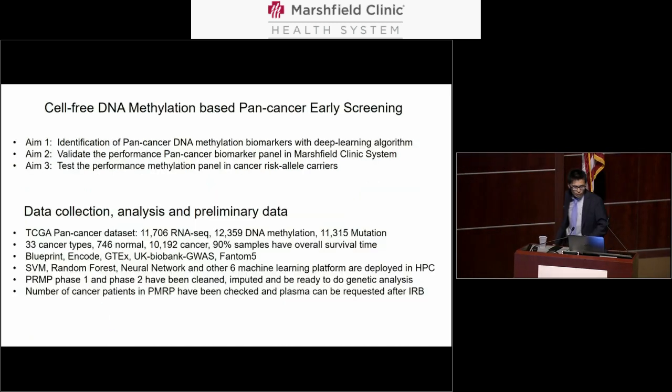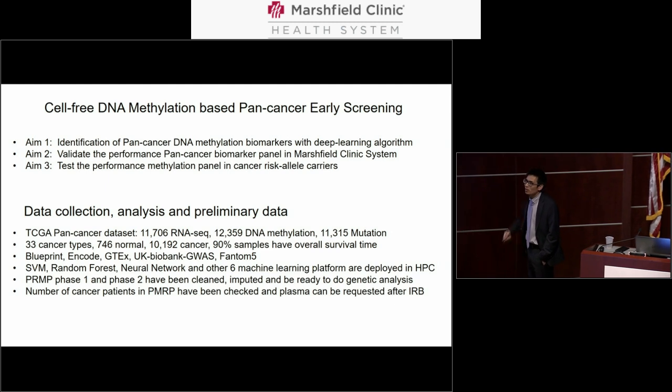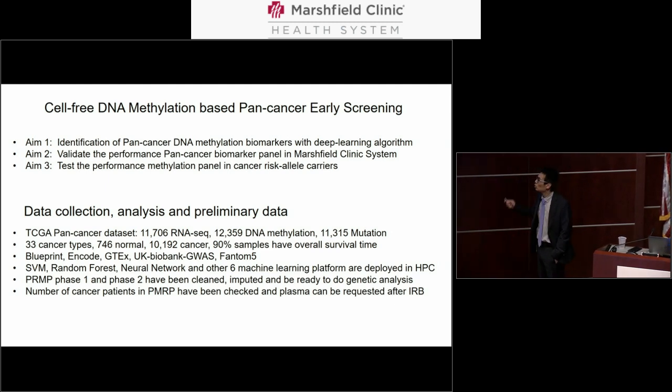So another project is cell-free DNA research for pan-cancer. I think in the next 10 years, pan-cancer screening will be very popular, even in hospitals.